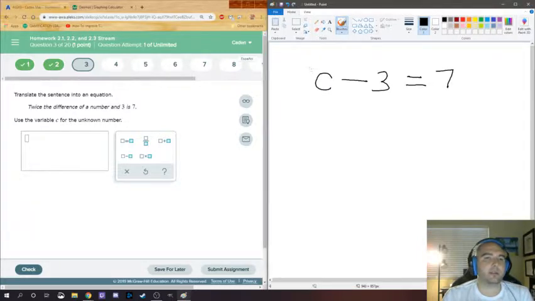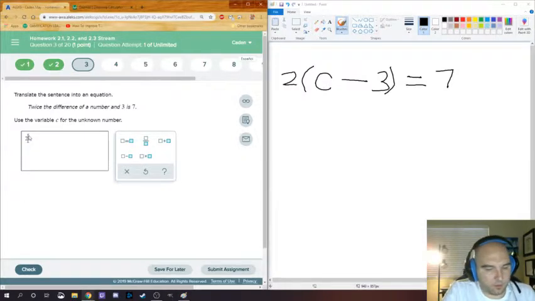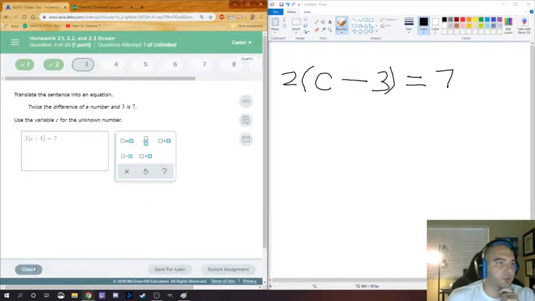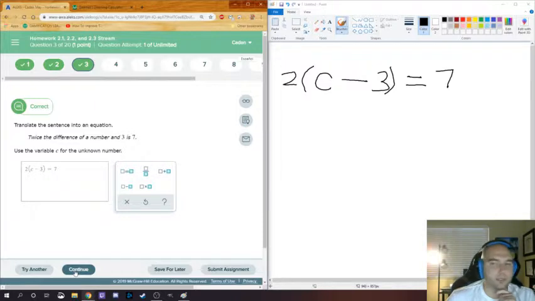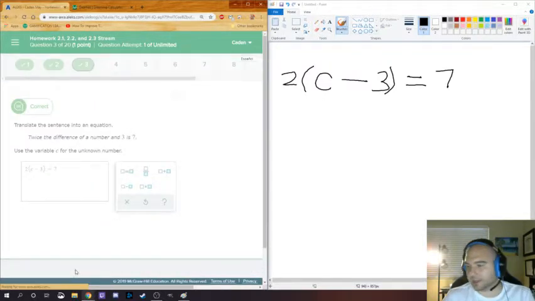Now here's the key thing. It's not 2 times c, it's 2 times all of this stuff. So it's twice all of this, which is the difference of a number and 3. It's very specific. You've got to go on this one here. So, 3 equals 7. Let's just make sure this is correct. I sure hope it is. Okay, good to see. So be careful. You might get one that has a twice or a triple or something like that in there.